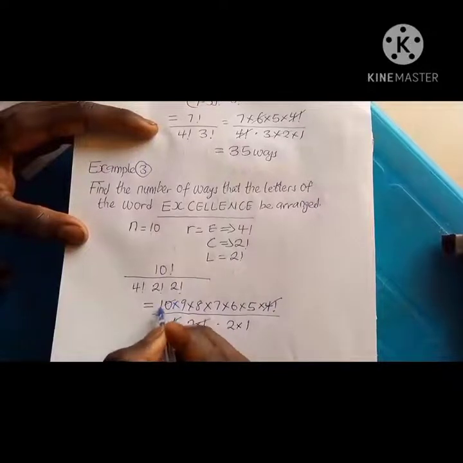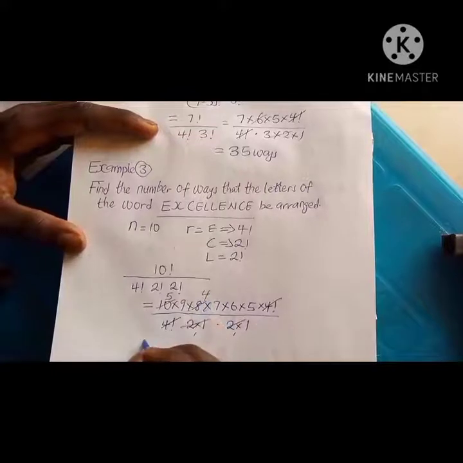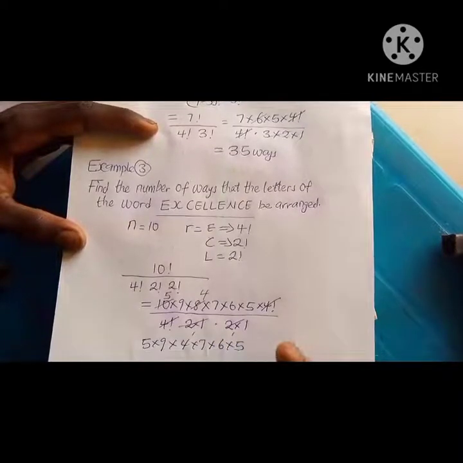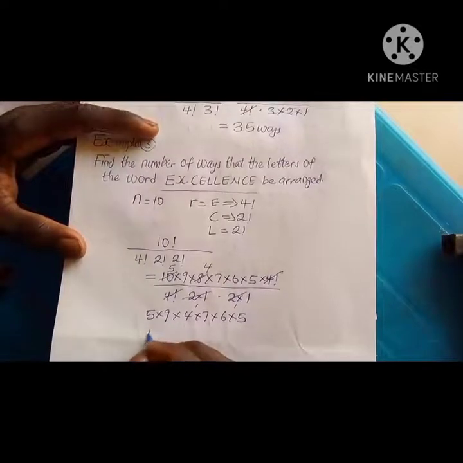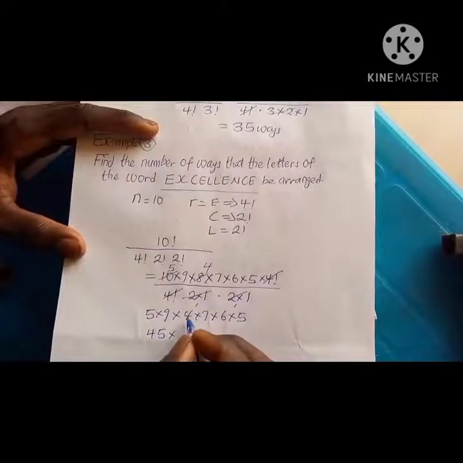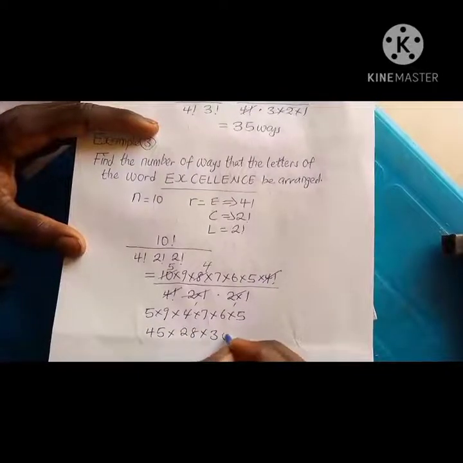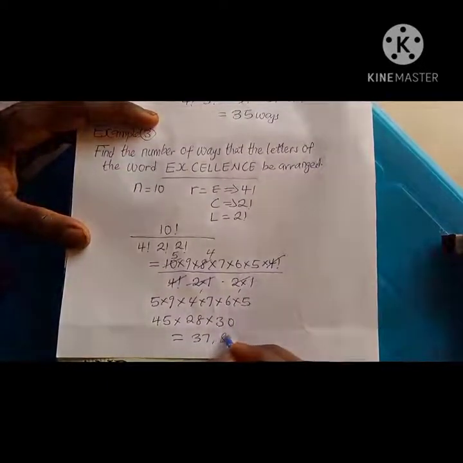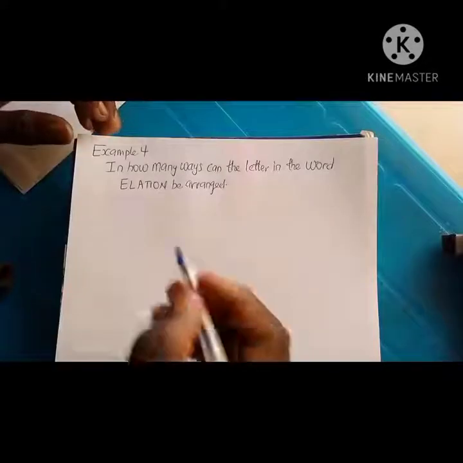2 here 1, 2 here 5, 2 here 1, then 2 here 4. You are having 5 multiplied by 9 multiplied by 4 multiplied by 7 multiplied by 6 multiplied by 5. Even if you do not have a calculator, it's very simple. This times this, 5 times 9 is 45, multiplied by 4 times 7, which is 28, multiplied by 6 times 5, which is 30. When you multiply these together, you are going to have 37,800 ways.